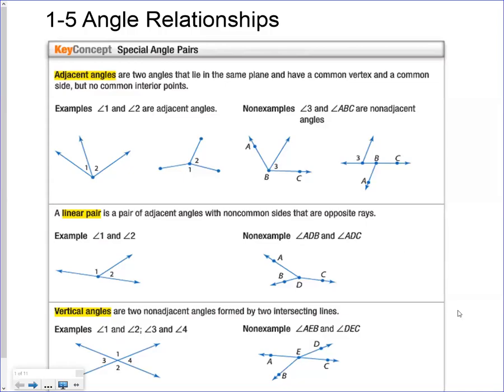So, 1-5 angle relationships. We have a few types of special angle pairs: adjacent angles, linear pair, and vertical angles. Adjacent angles are two angles that lie in the same plane, have a common vertex and a common side, but no common interior points.